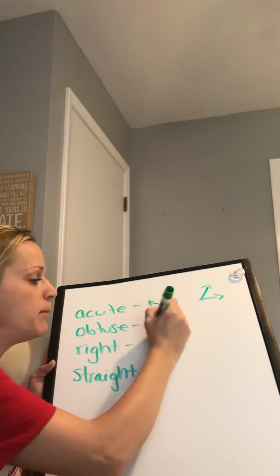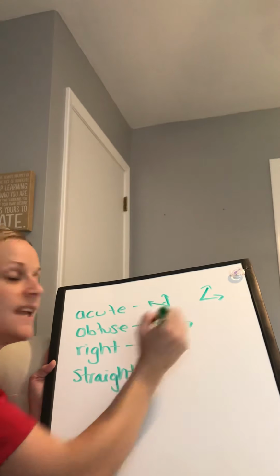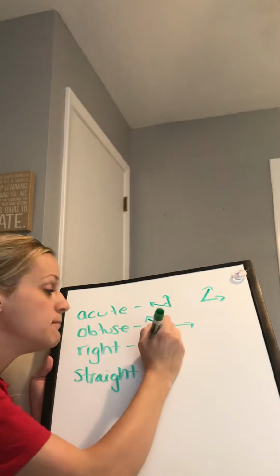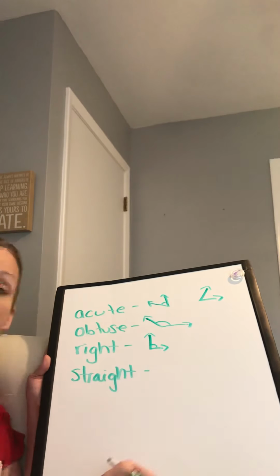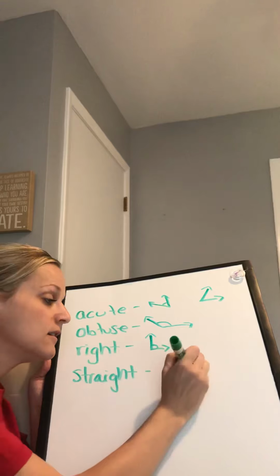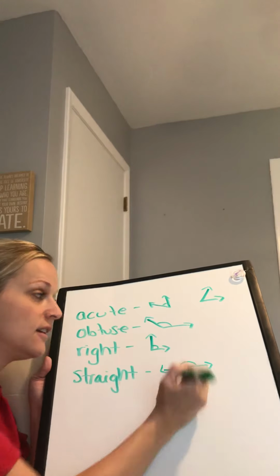So obtuse, remember, bigger than 90 degrees, that big angle. Right makes your L, your square corner, and straight looks like a straight line.